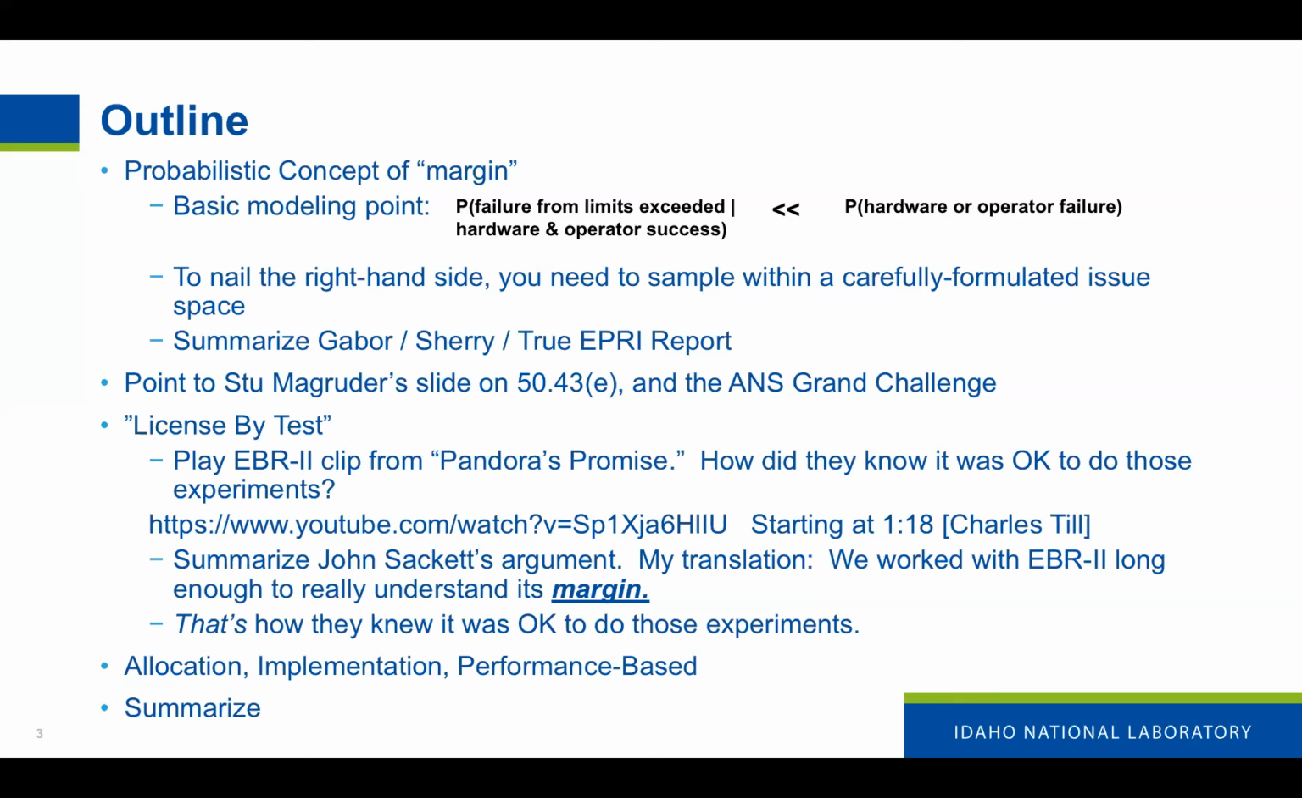Then I'll play a clip from Pandora's Promise, actually about EBR-II, which appears to have been kind of an example of the process we're talking about. It was not NRC licensed, but what they called license by test was an outcome of the EBR-II lifetime example. And then, having treated you to the YouTube clip, I'll get back to sort of dry definitions and what certain things mean, and then summarize.